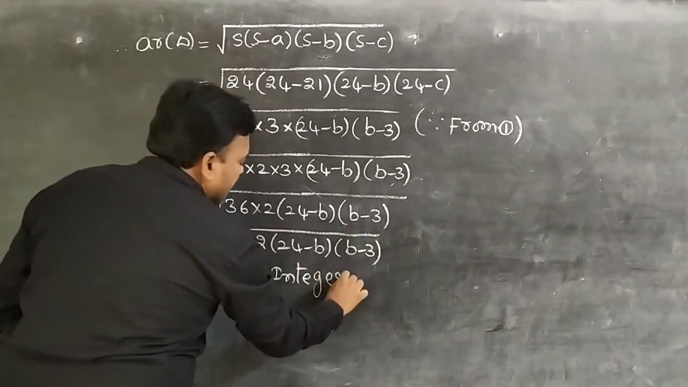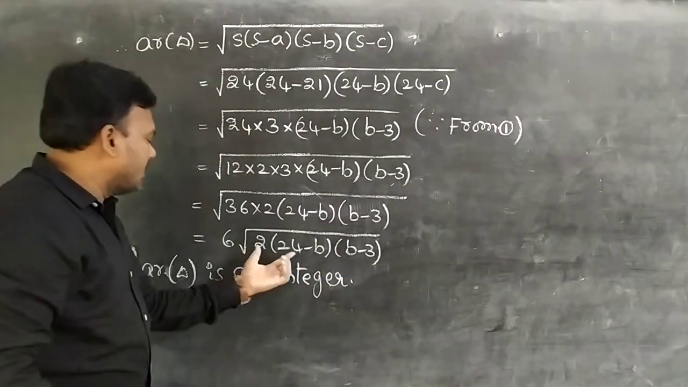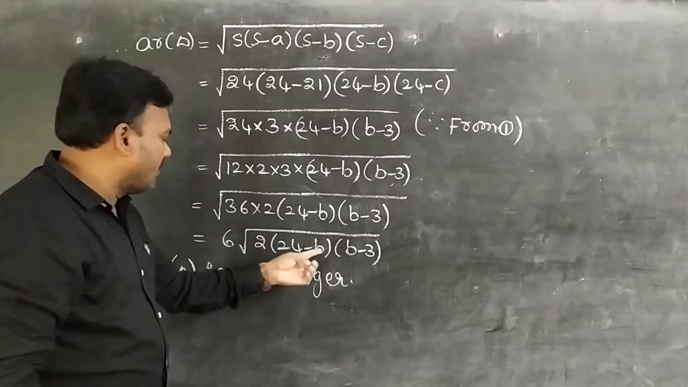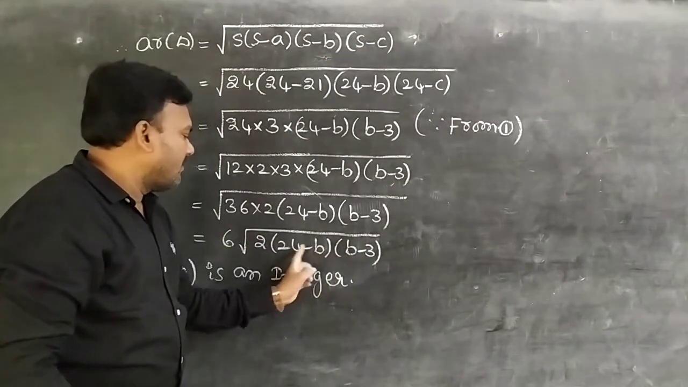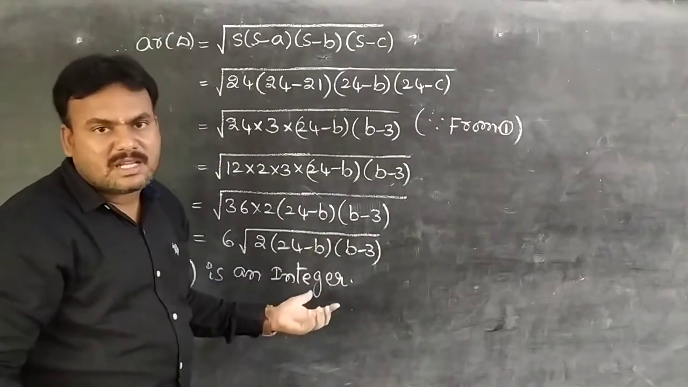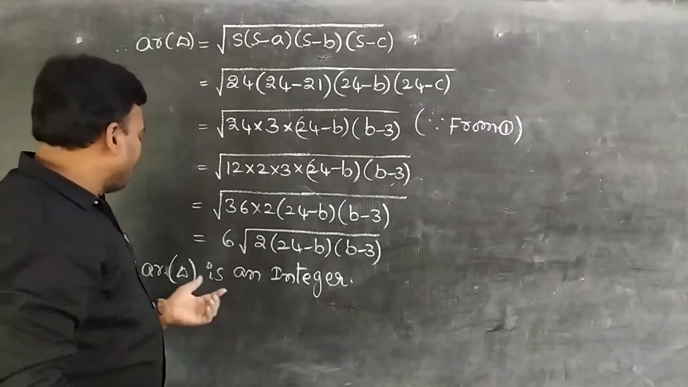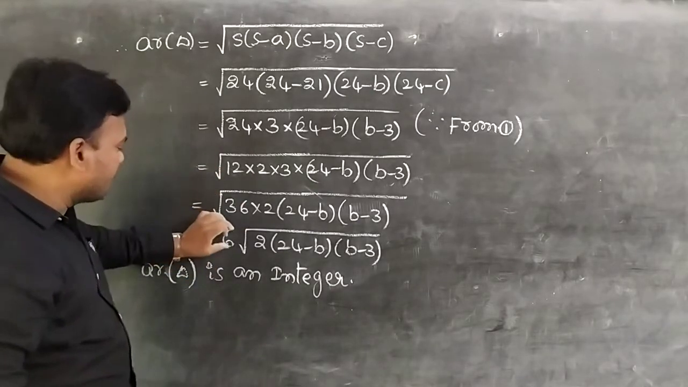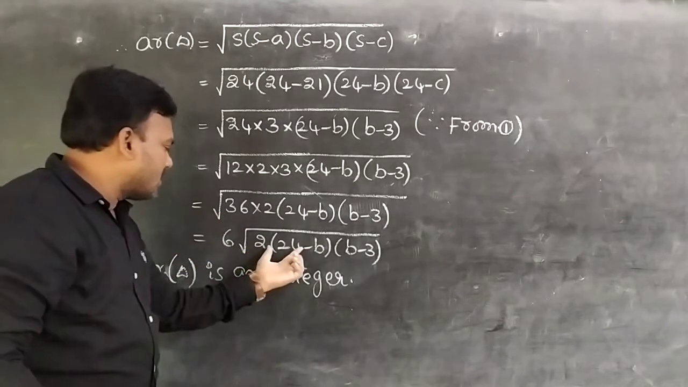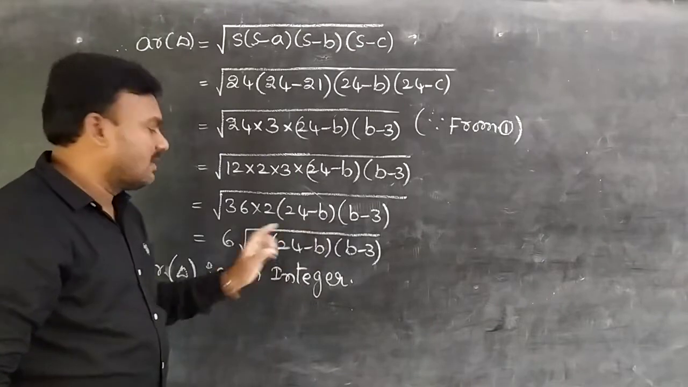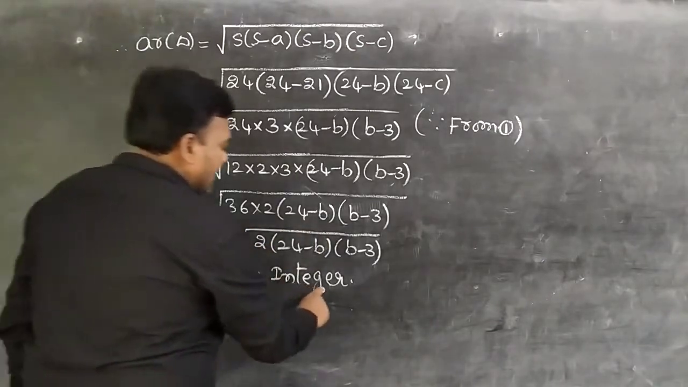If it is given as an integer, then if these two values are equal, suppose this value is 5 and this value also 5, 5 into 5, 5 square. The square root gets cancelled, and you get 5. 5 is an integer or not? That's why if the area of a triangle is an integer, then this is an integer already, so these two values are automatically equal.